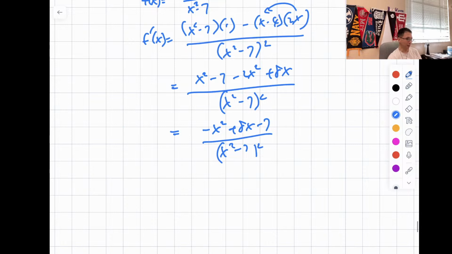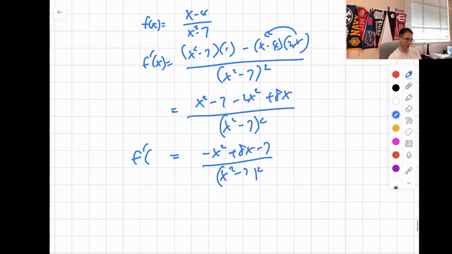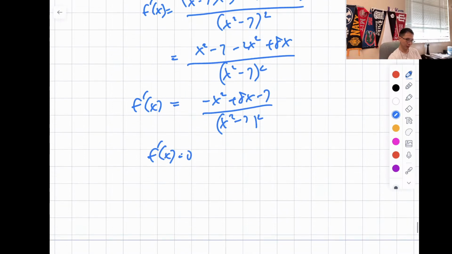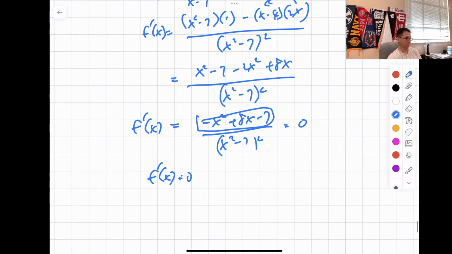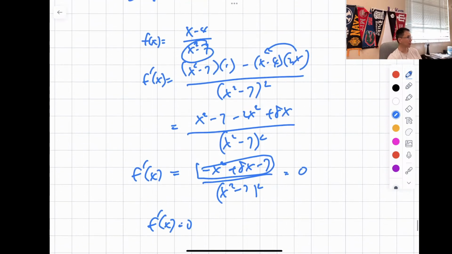Now, how do I find the horizontal tangent? What does the horizontal tangent mean? Make it equal to 0. So 0 is equal to this, right? Then all you gotta do is pay attention to the top. Why? Bottom equal to 0 is actually a vertical asymptote, so it's not a horizontal tangent. Because if you think about it, bottom equal to 0 at square root 7 and negative square root 7 is going to be a vertical asymptote. It's not a horizontal tangent.